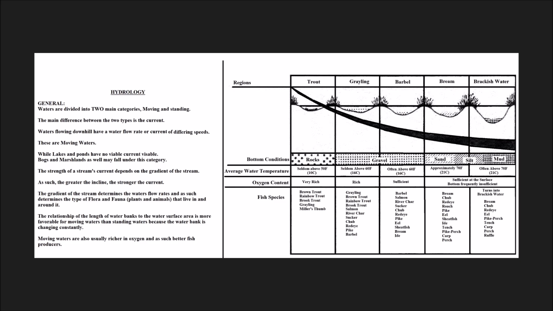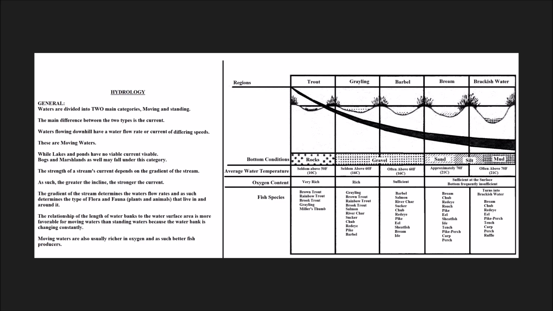High mountains into flatlands. Where was I? As such, the greater the incline, the stronger the current. The gradient of the stream determines the water's flow rates, and as such determines the type of flora and fauna, plants and animals, that live in and around it.